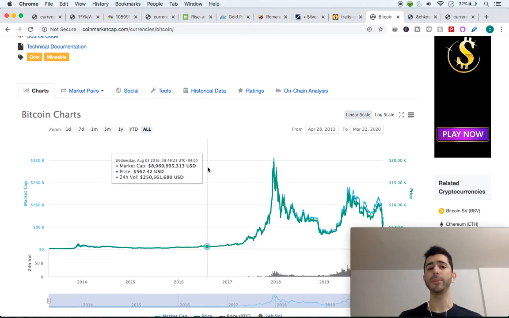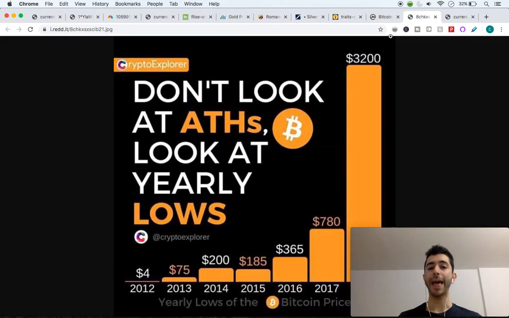But the reason why I believe that it is, and again, this is my opinion, is because if we look at the yearly lows, it gets higher and higher. In short periods of time, yes, Bitcoin can go up 50% and it can go down 50%. But if you are holding in the long term, it can act, or it has acted, as a store of value. Every year, the yearly low gets higher and higher.